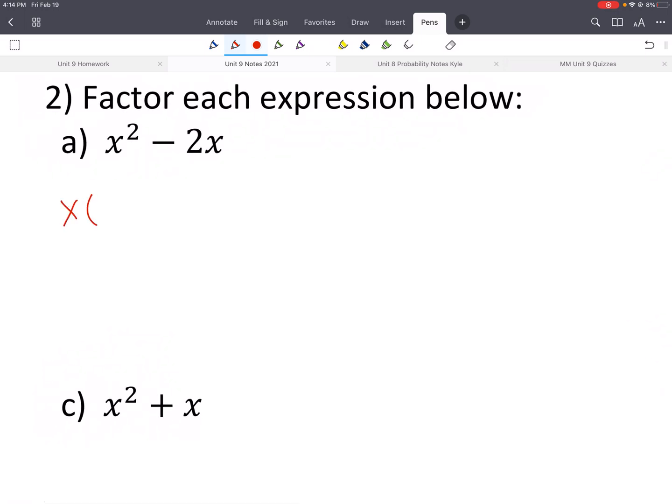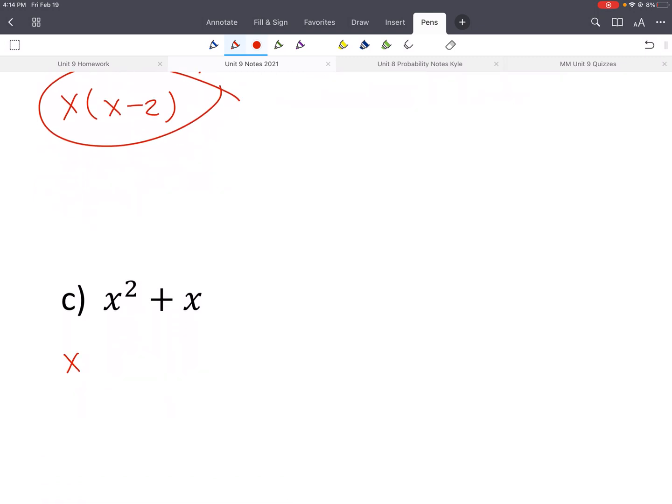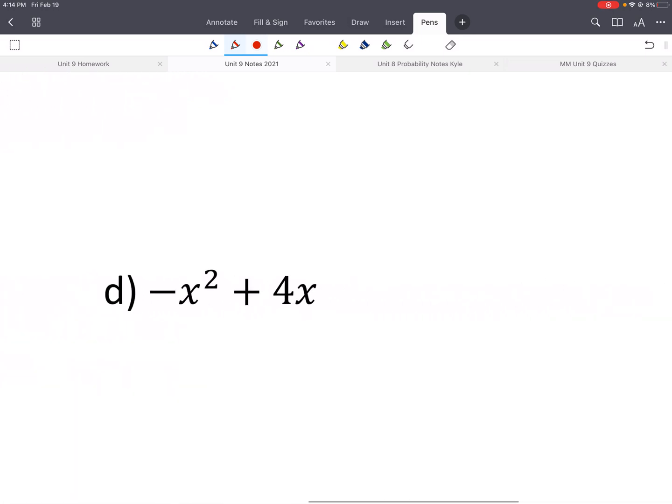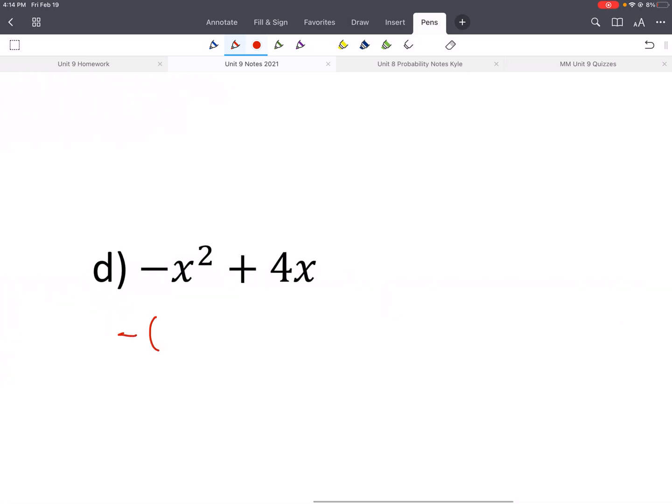Looks like we could take out an x. What we have left is x minus 2. Bam. What about this one? Looks like we could take out an x. What's left? x plus 1. Again, if you're doing x divided by x, we still always have a coefficient, whether it's a 1 or not. So don't forget that. Here, leading negative. Let's take that negative out, and an x, a negative x. So divide everything by a negative x, and that leaves us with a positive x and a negative 4.